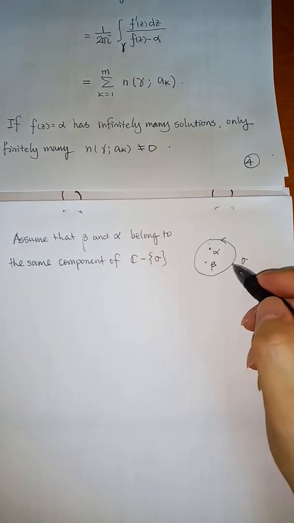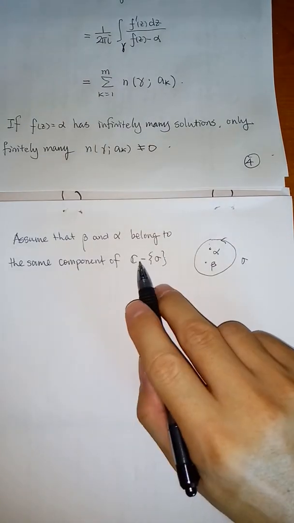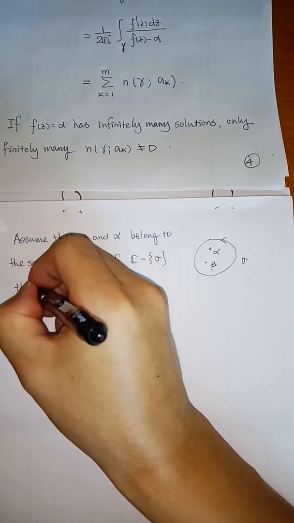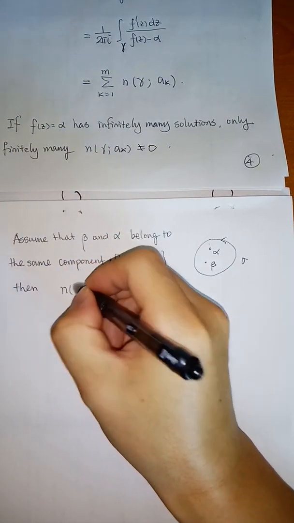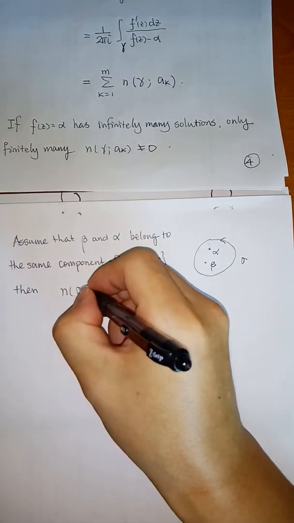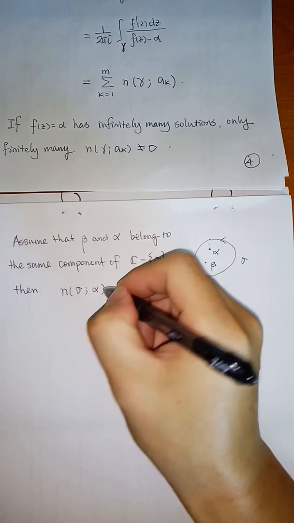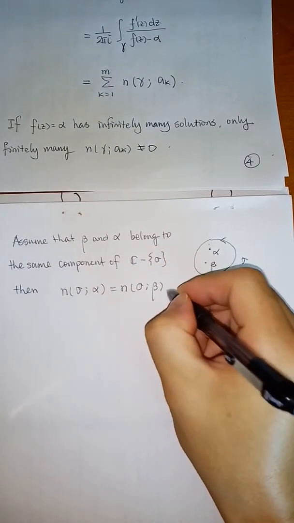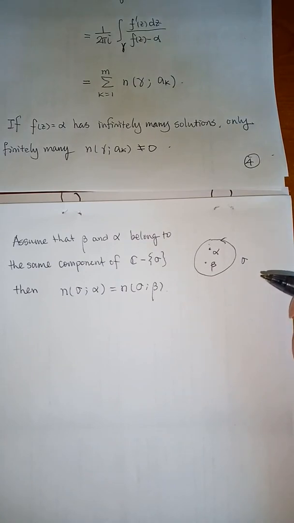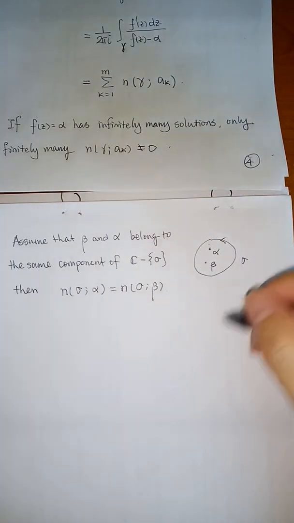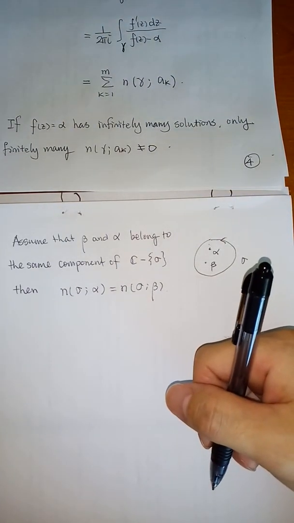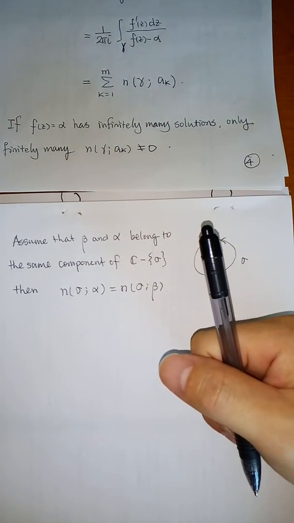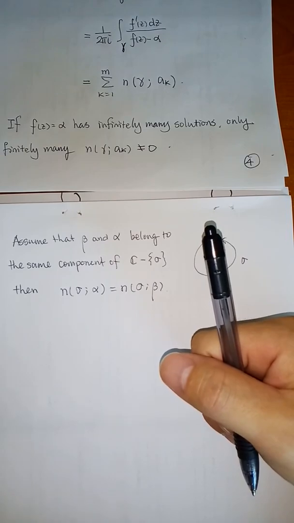If they belong to the same connected component of C without the trace of sigma, then the winding number of sigma with respect to alpha is equal to the winding number of sigma with respect to beta. So the winding number is constant over each connected component. The winding number is 0 over the unbounded component.